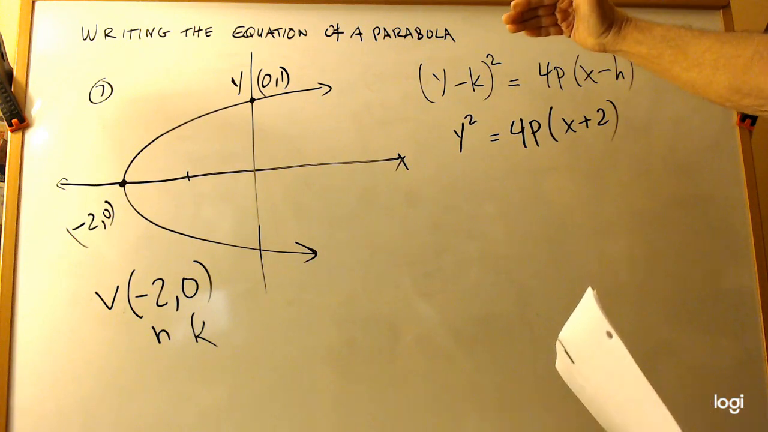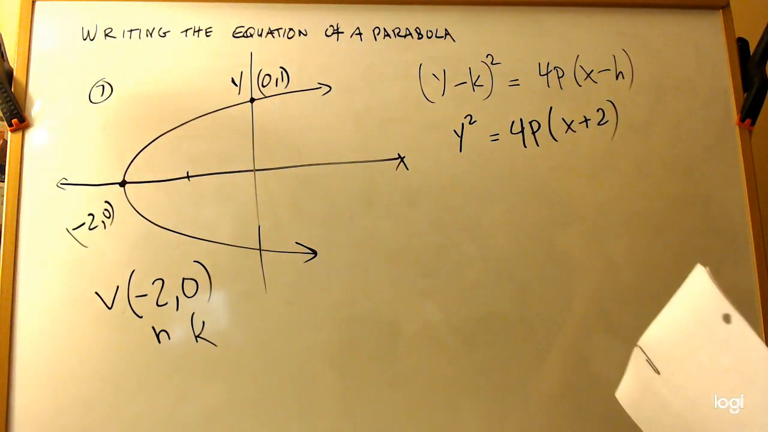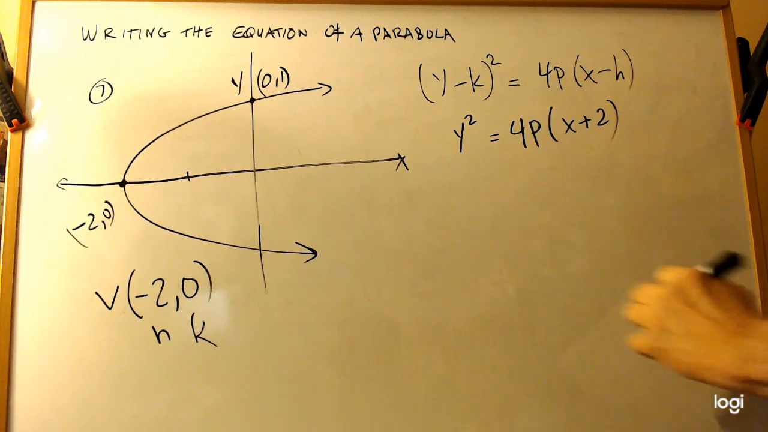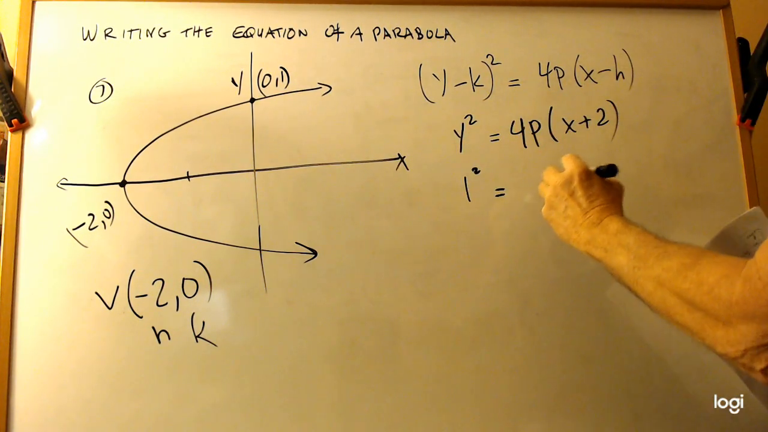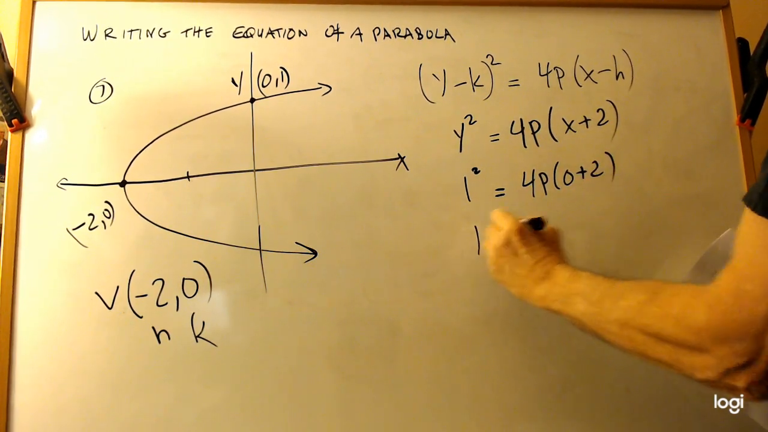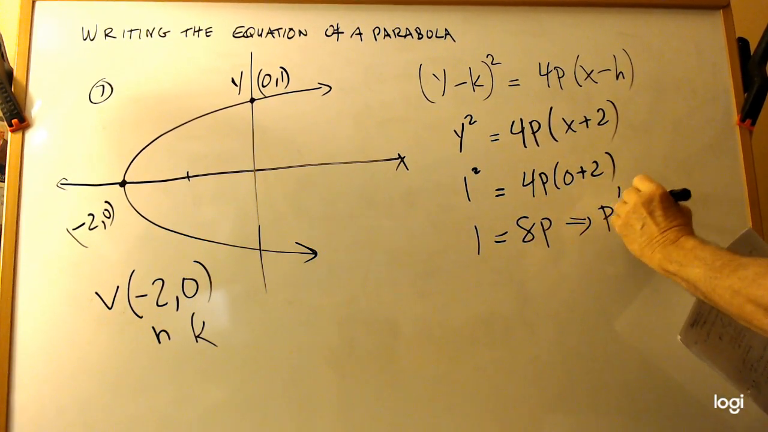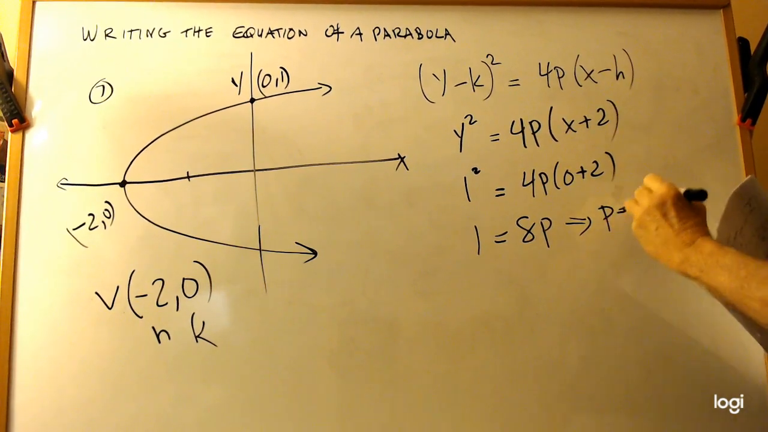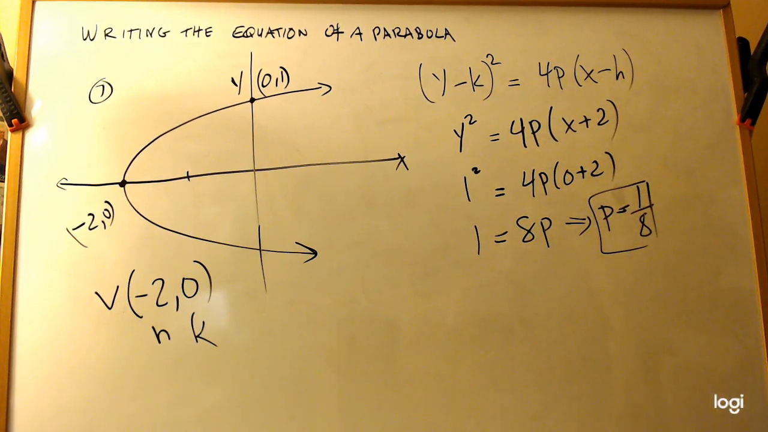This is how we proceed. We write the formula, we start plugging in. We've used the fact that it goes through negative 2, 0. We use another fact, that it goes through the point 0, 1. So when y equals 1, you get 1 squared here, right? x equals 0, so you get 4p times this. So that works out to 1 equals 8p. So therefore, p equals 1/8. Okay, so we've computed and found p.